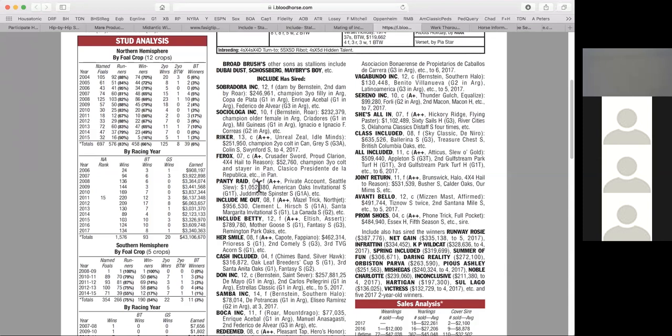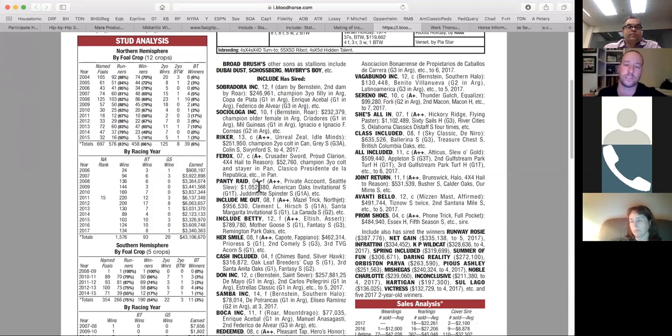Bernstein also shuttled to Argentina and was a leading sire down there. That's why he shows up as the broodmare sire of a lot of Include's good horses, because the good mares in Argentina were bred to Include while he was down there, and they had good results. So Sobradora Inc. was the champion 3-year-old filly in Argentina. She won the Copa de Plata, which is a grade 1 and a group 1 in Argentina. Enrique Esabal, which is a group 1 in Argentina, etc.